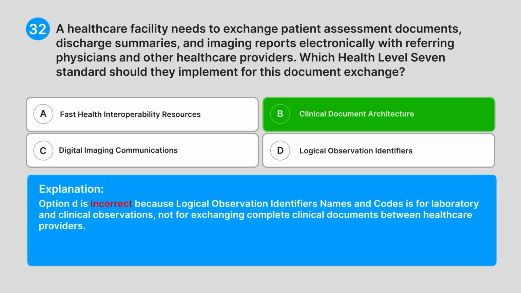Option D is incorrect because logical observation identifiers, names and codes is for laboratory and clinical observations, not for exchanging complete clinical documents between healthcare providers.